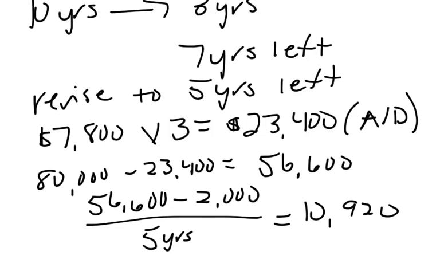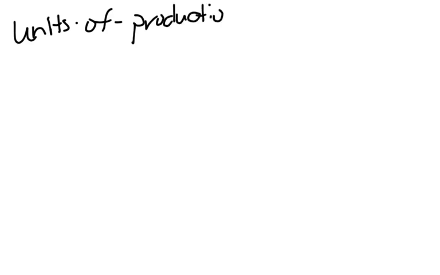Okay, enough of the straight line for now. Let's flip to a new page and do a different type of depreciation. Let's do units of production, or you'll see this referred to as units of activity as well. It's very similar to straight line.